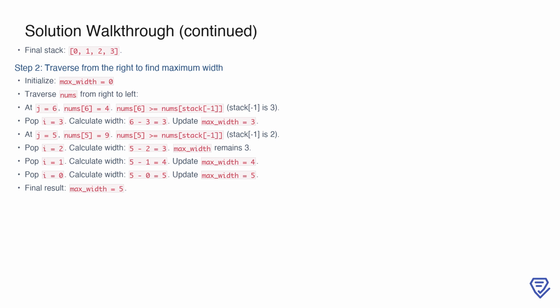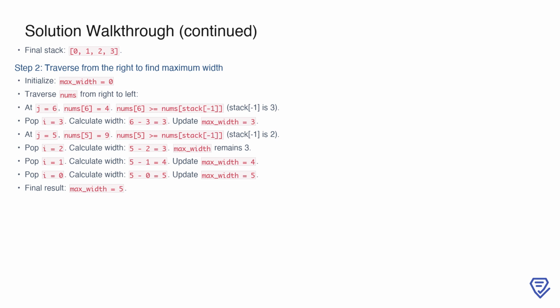Next, we traverse from the right to calculate the maximum width ramp. Starting at index 6, the value is 4, which is greater than or equal to nums at the top of the stack, corresponding to index 3. We pop index 3, calculate the width as 6 minus 3 is equal to 3, and update max_width to 3.